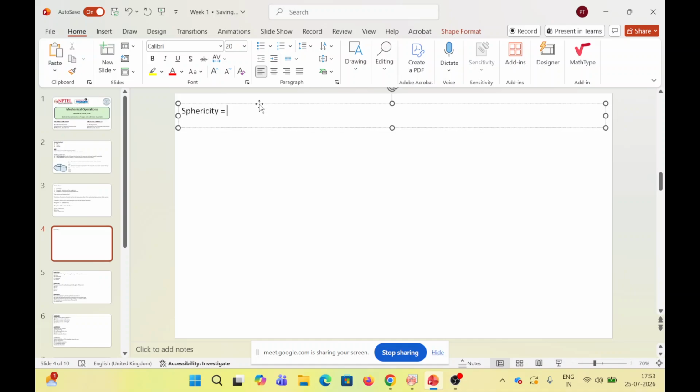So sphericity is defined as the surface area of a sphere having the same volume as that of the particle you are going to take under consideration, divided by the surface area of the particle. That is the original, irregular particle that you are taking. This is how you define sphericity.